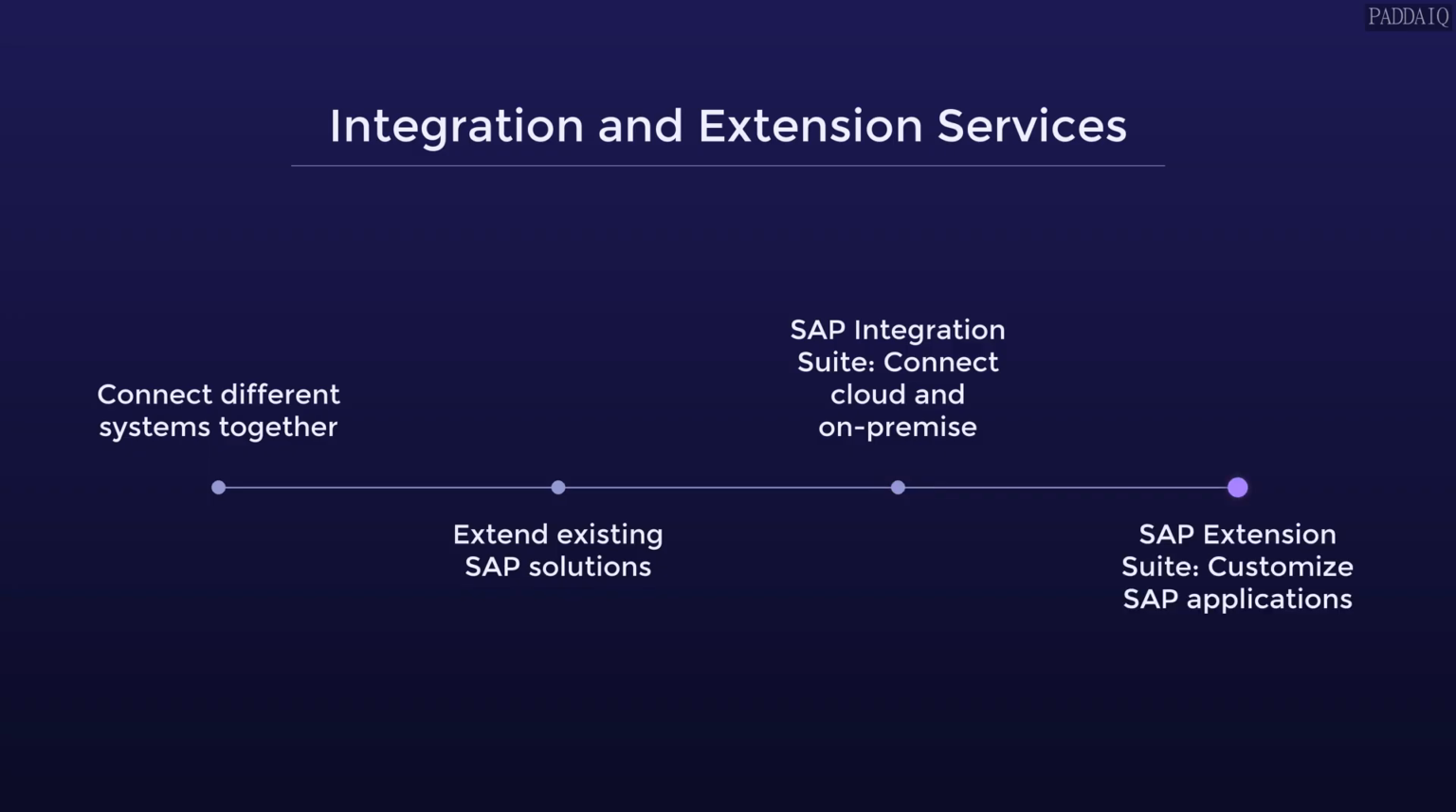SAP Extension Suite, Customize SAP applications. This means you can tailor SAP software to fit unique business needs without altering the core system. For example, add a custom approval step to a standard purchase order process in S/4HANA. This flexibility ensures your enterprise applications evolve precisely with your business.